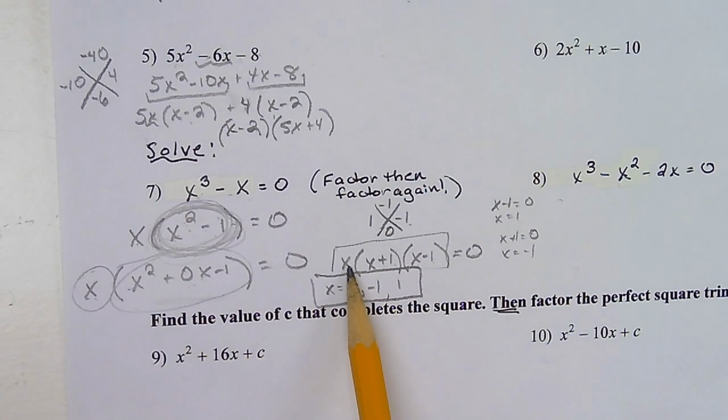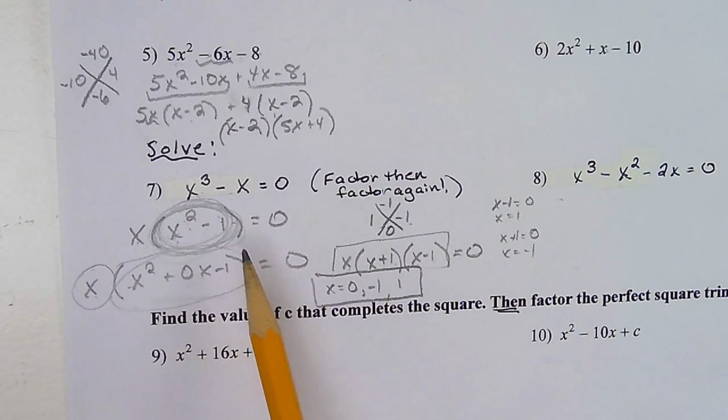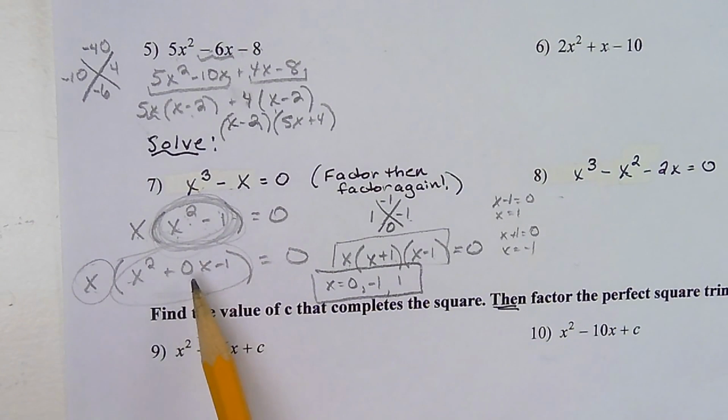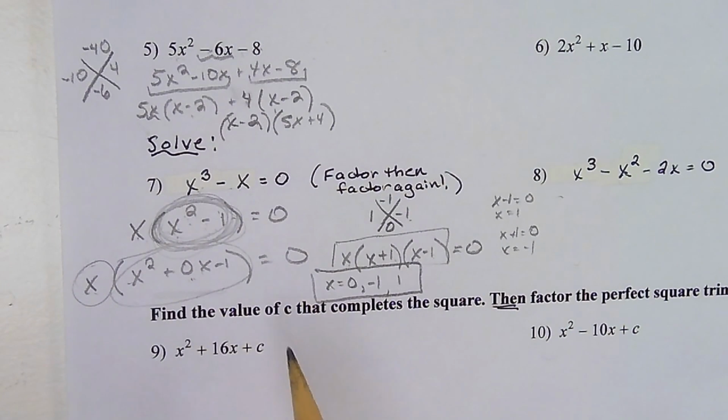Took out the greatest common factor and then factored what was left, which was x squared minus 1. And that's the difference of two squares. B is equal to 0, and so I could use a diamond and then B equal to 0. There are other ways to do that.